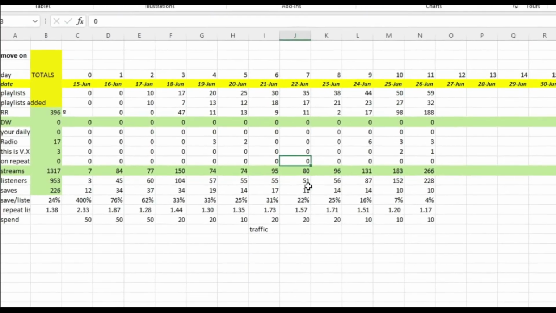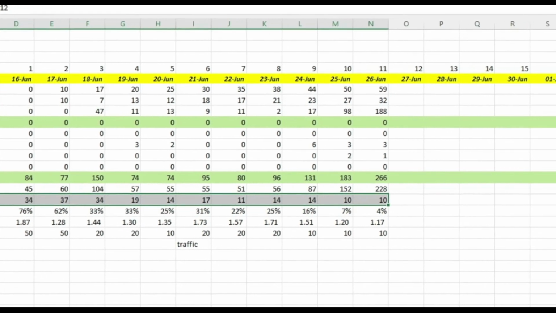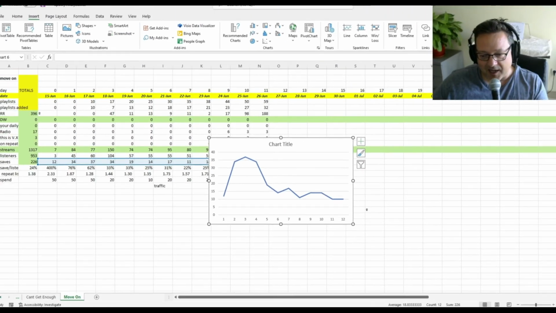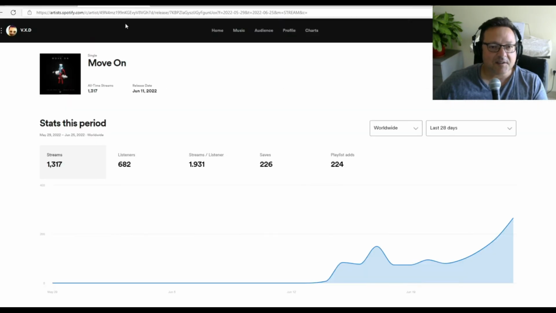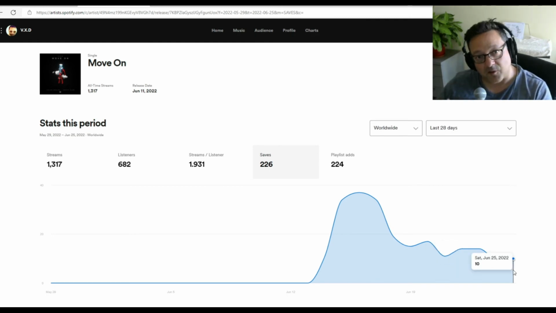So if we go to my spreadsheet and have a look at the saves here, let's have a look at a chart. Obviously, initially with the conversion campaign, we have a lot of saves at the beginning because we're spending more money. At this point here where we switch to a traffic campaign, the saves go down a lot. I mean, the last 2 days, there were 10 saves each, which isn't good. What's going on there? And if we have a look at Spotify for Artists, we look at saves, you can just see the trend. The trend is downwards for saves, even though I'm still paying for campaigns.